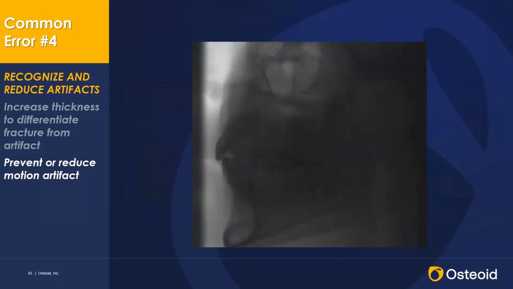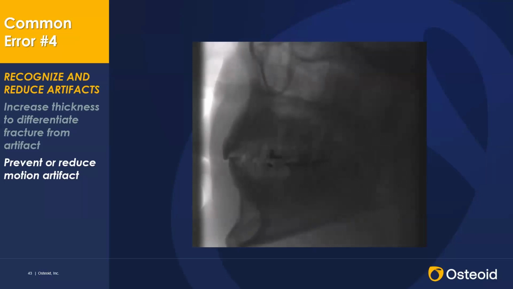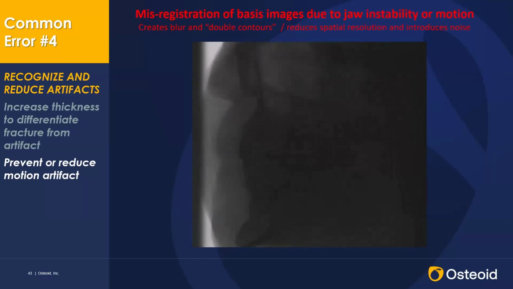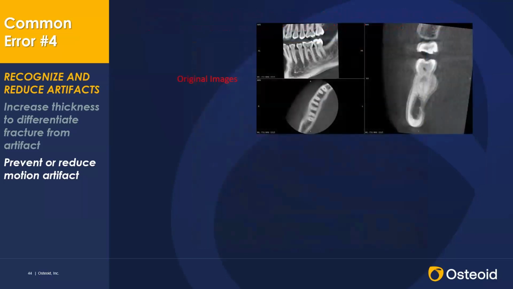Motion artifact comes obviously from patients moving, either shaking during or moving their jaws. These are the basis images here of cone beam CT. And you can see that the patient actually opened their mouth during the scan. And this creates a misregistration of images due to instability and creates double contours, as we can show here. Here are the original images of another patient scan. We can see double contouring and blur.